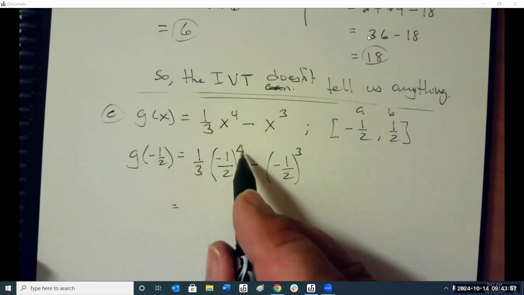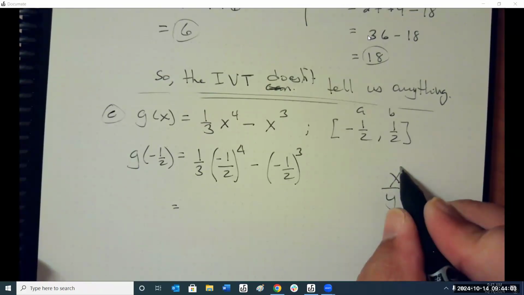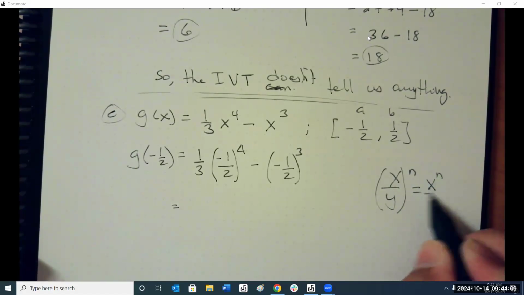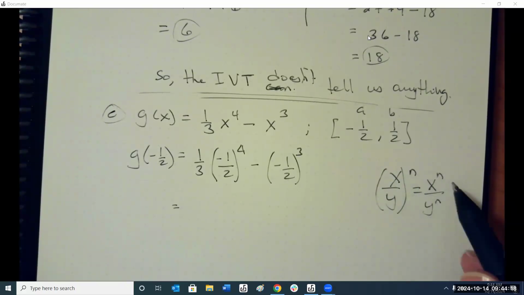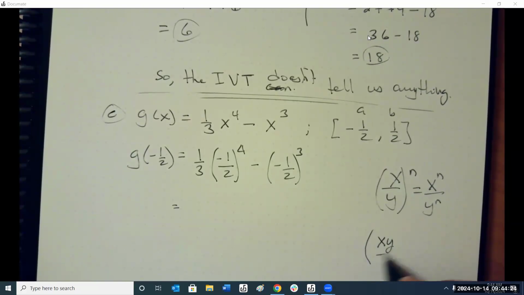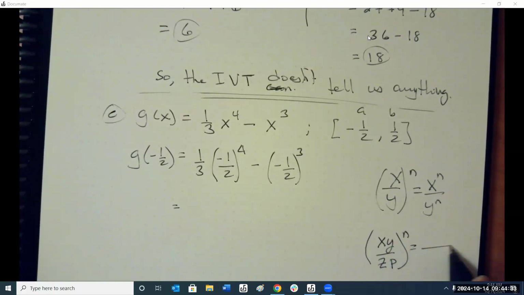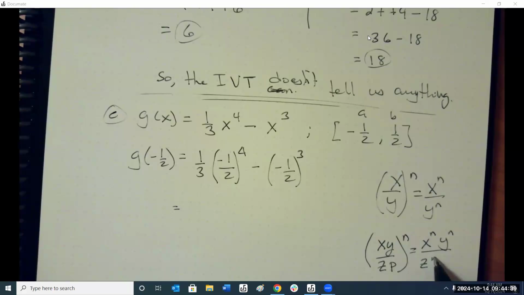Order of operations. We have to do exponents first. The rule is this: if we have a fraction raised to some power, we can distribute that power to every term or every element inside that parenthesis. So if it's x over y to the power n, it's the same thing as x to the n over y to the n. If it's x times y times z times p to the power n, then each element gets that exponent.